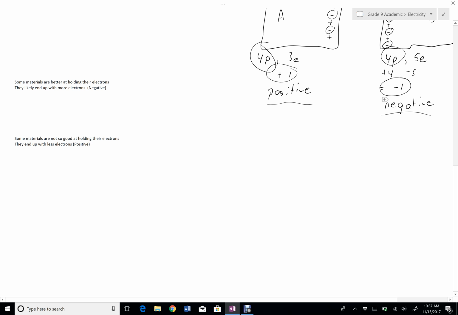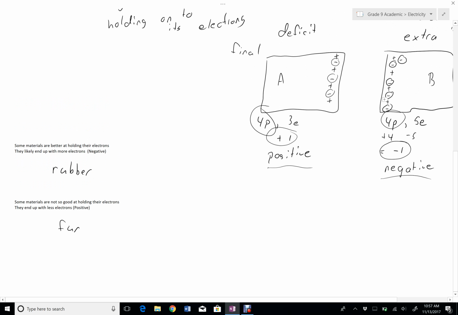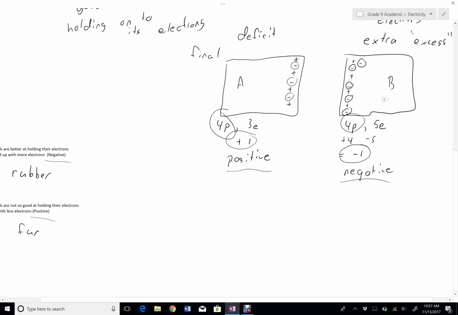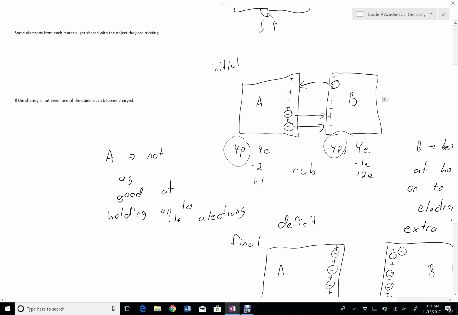Some materials that are better at holding on to their electrons are things like rubber. And some materials that are not as good, maybe something like fur of an animal or something like that. But we're going to go through how to tell which atoms are better at holding onto their electrons, are more likely to come up as negative, and which materials are not as good at holding their electrons and more likely to come up as positive in a future video. So that is charging by friction.